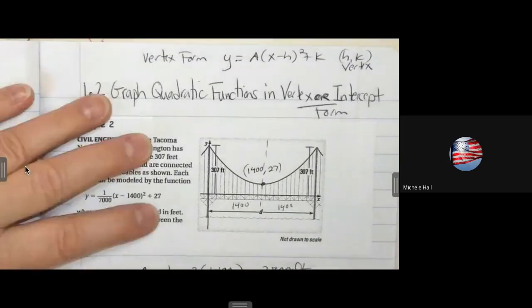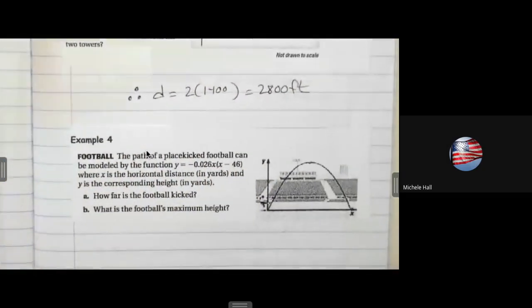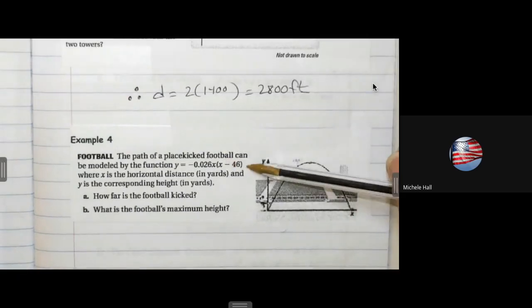And we also have intercept form. Example 4. Football. The path of a place-kicked football can be modeled by the function. You see the function here, where x is the horizontal distance in yards and y is the corresponding height in yards. How far is the football kicked? What is the football's maximum height?